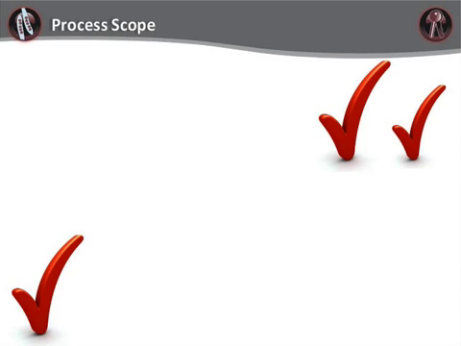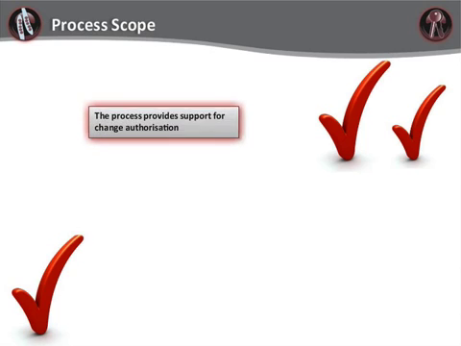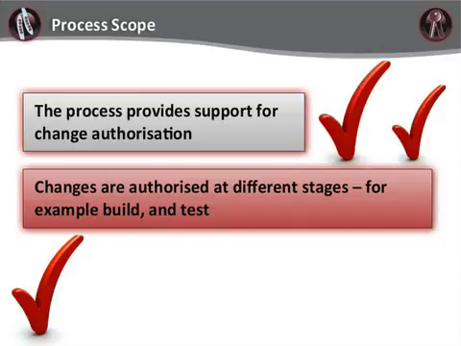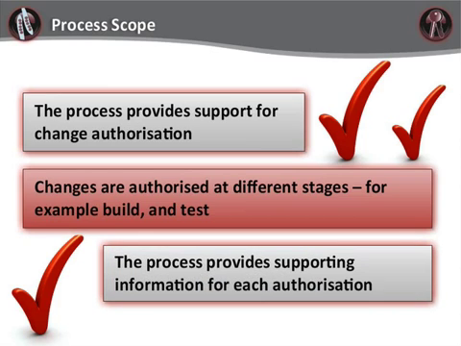Let's move on now and look at the scope of the change evaluation process. A major part of the process scope is to support change authorization. Any change will go through a number of different authorizations in its life cycle, for example, authorization to build and authorization to test. Evaluation provides supporting information for each of these authorizations so that they are well informed.